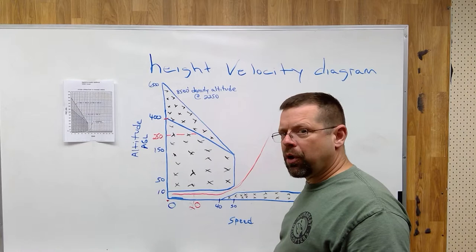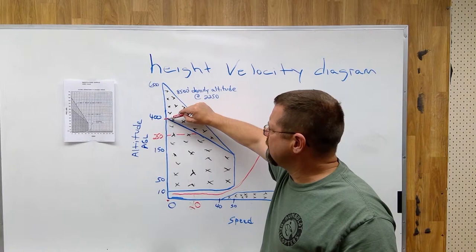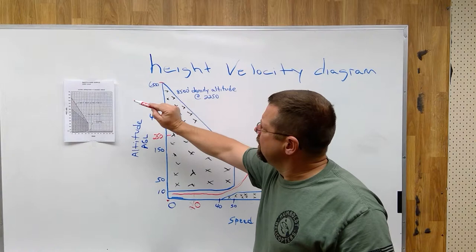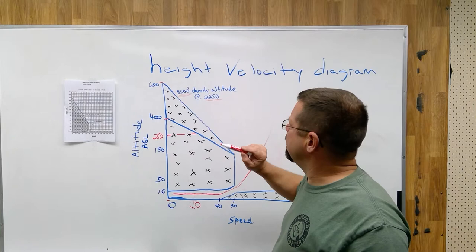Now, this additional shaded area that's up here, that raises an out-of-ground-effect hover from 400 feet to 600 feet and then slants down with increased airspeeds, this area in this particular chart is for operations at or above 8,500 density altitude at a gross weight of 2,250.